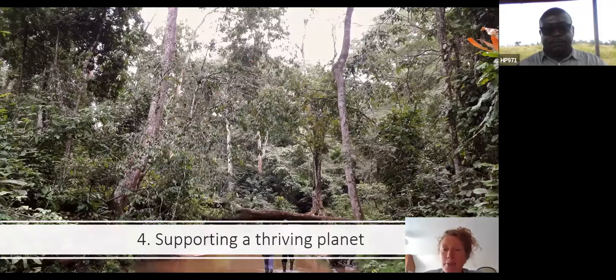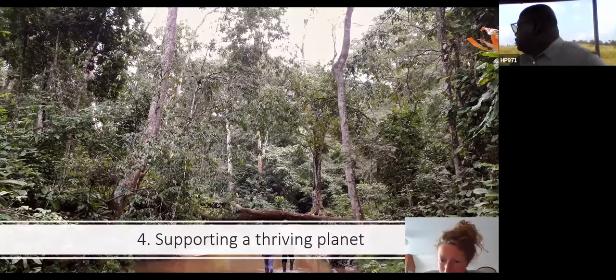And finally, the main purpose of doing this research is to support a thriving planet. I think phenological data is vitally important to understand how species interact within ecosystems, how people depend on ecosystems, whether that's through agricultural or natural resources, and how ecosystems feed back to the global system through climate and atmosphere. And I think phenology is going to become more and more important as Africa adapts to the climate change it has and is going to be experiencing.